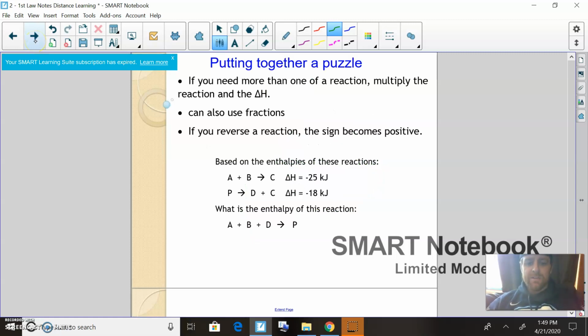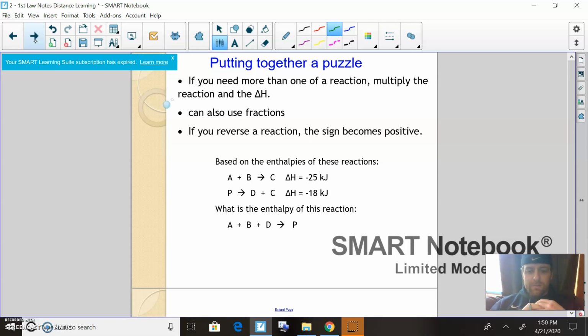So how do you do Hess's law? You have an overall reaction, and you need more than one reaction. You can multiply a reaction by a number, and you multiply the delta H as well. You can also use fractions. If you reverse the reaction, the sign of delta H flips. If we want to figure out the enthalpy of a reaction, we can take a bunch of other reactions, manipulate them, and figure out what the enthalpy will be based on those. It's like putting together a puzzle, and it's kind of fun once you get the hang of it.